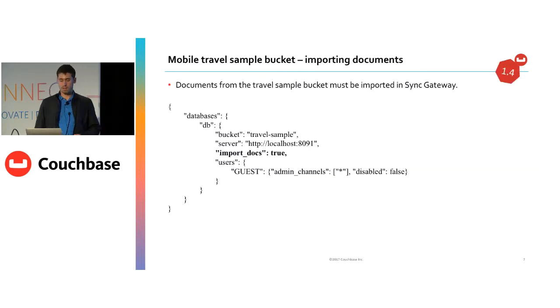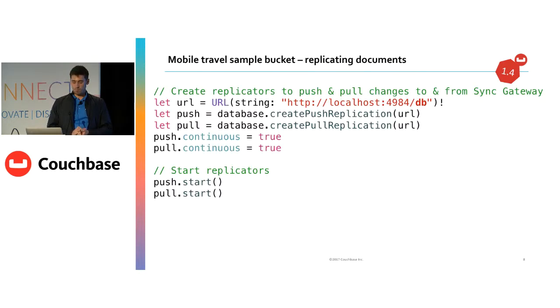So to do that, specifically, because the data is already in Couchbase Server without the mobile metadata, what I did is just used the import_docs equals true statement, and when I start Sync Gateway with the travel sample bucket pointing, Sync Gateway will automatically import all of those.